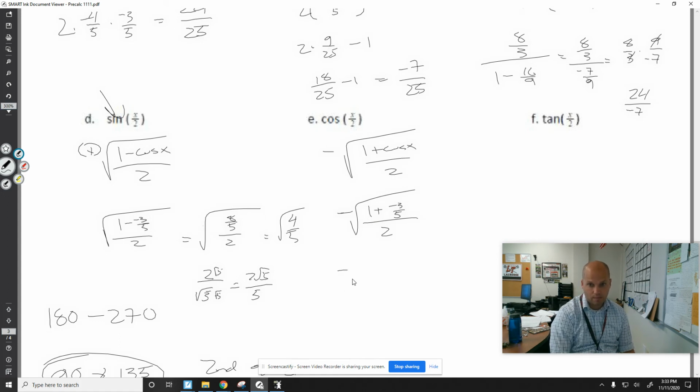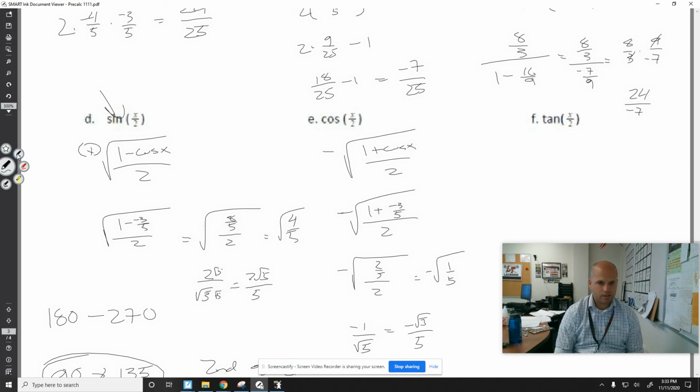When you get to the AP calculus test, 75% of the questions are no calculator. It's not 50-50. It's like 80-20, 75-25. 5/5 minus 3/5 is 2/5. 2/5 divided by 2 ends up being 1/5. Root 1/5 is going to be -1 over root 5 or negative root 5 over 5.